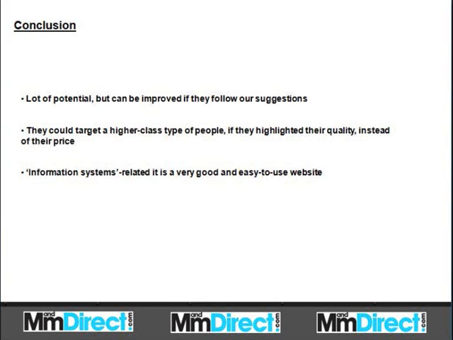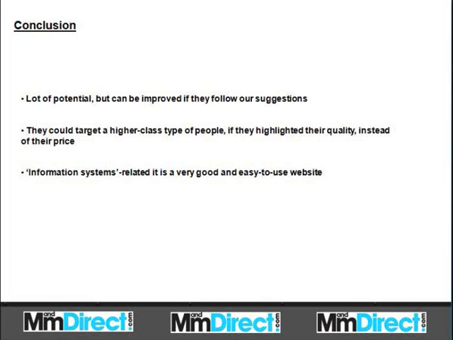Conclusion. As a conclusion, we agreed that M&M Direct has potential to grow. It's already very good and easy to use, but with our improvements they could become even better. We also agreed that the website is excessively targeting young people, with extremely cheap clothes being the first idea that you see when you enter the website. This probably drives some customers away.